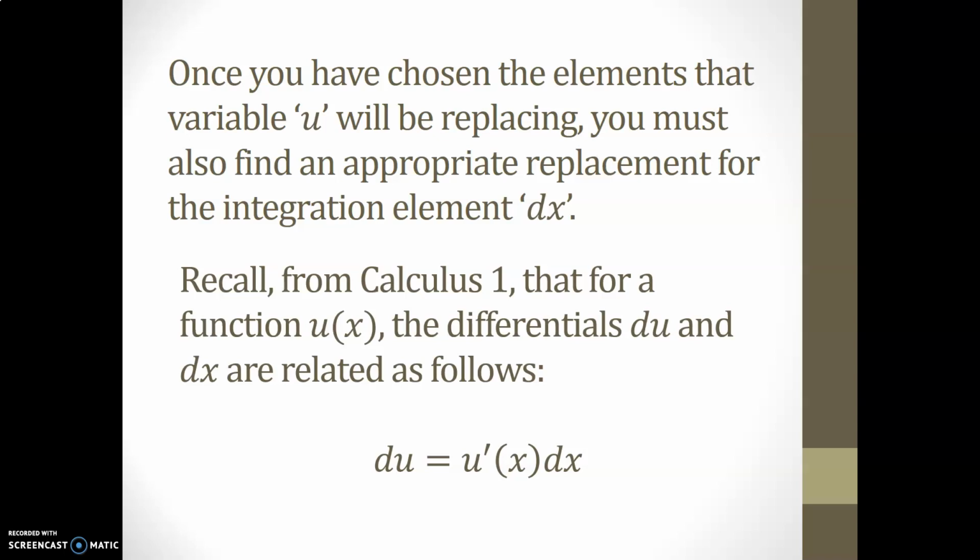Now in Cal 1, some of you might have talked about differentials or linear estimators, and you may have seen that du and dx are always related through the relationship du equals u prime times dx. Although it's not super appropriate, you could also think of this as du over dx is another way of saying the derivative of u with respect to x, and you would cross multiply the dx. So whichever way you want to see it, this relationship is going to be important because it is the link between the du and the dx elements.